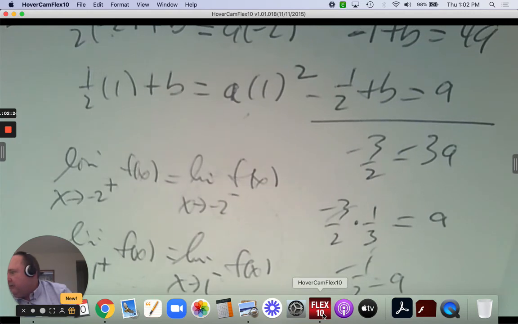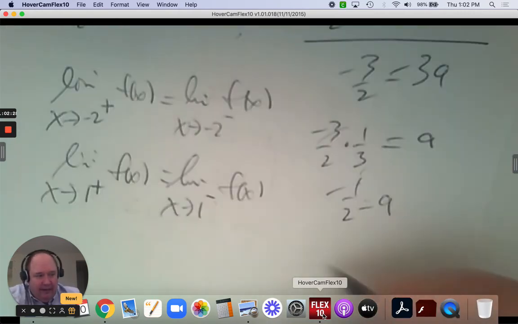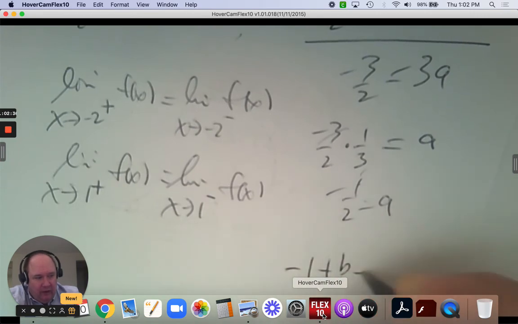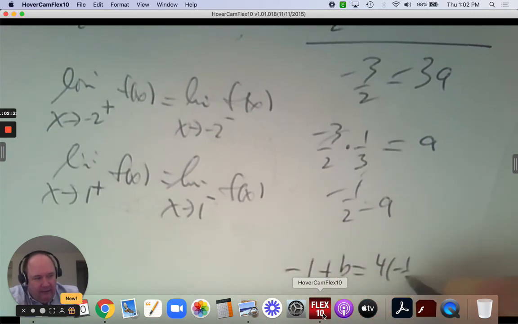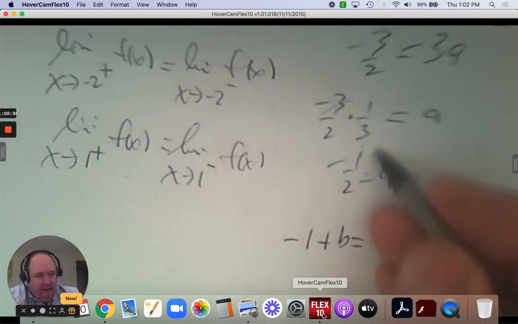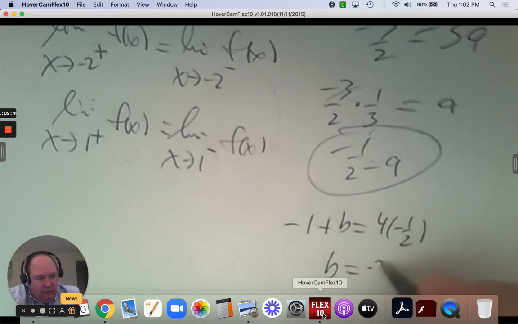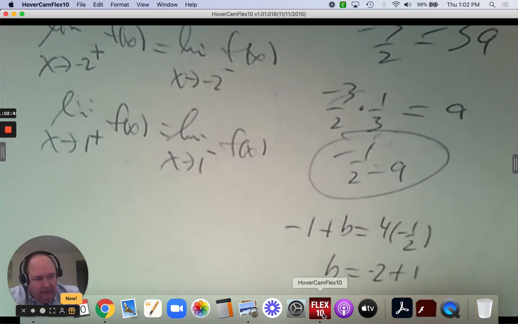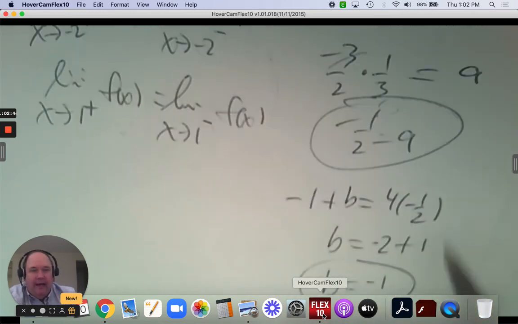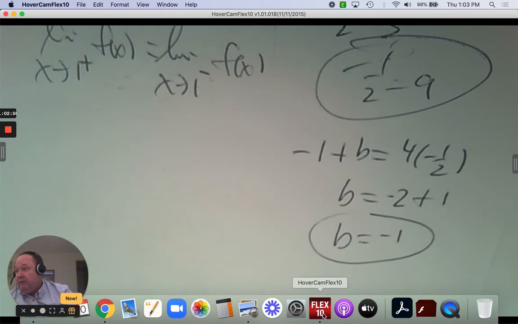Checking the answer key, make sure I'm good, which I am. So a is -1/2. Go back to either equation. I'll go to the top one and plug in -1/2 for a. So I can solve for b. So this is -2. Add 1. So b is -1. So when a is -1/2 and b is -1, they would be continuous, those piecewise functions.